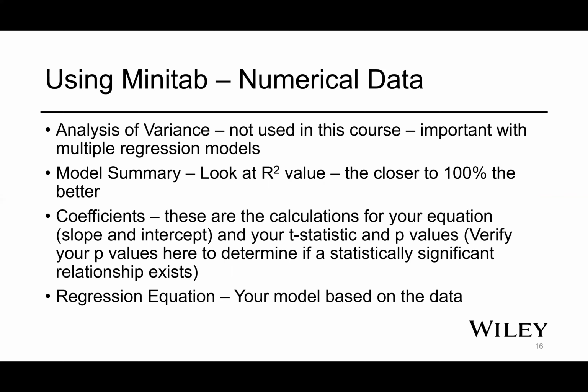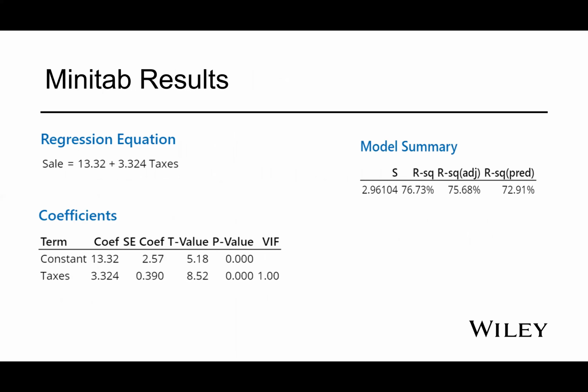The model summary is going to give you that r squared value, which again, we want to be as close to 100% as we can get. The coefficients are actually going to give you your slope and your intercept for your actual equation, as well as your t-statistics and p-values. And that's where we're going to look to see that those p-values are less than the alpha given to ensure that there is a relationship here. And then the regression equation is the actual model that we would use to test other values and calculate residuals based on that.